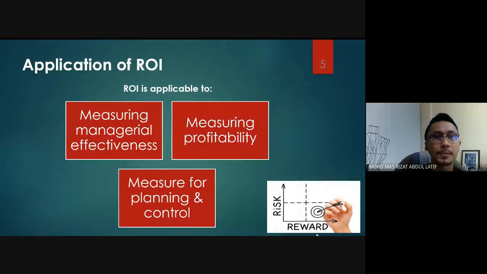Okay, so this will be the application of ROI. So ROI is applicable in order to measure the managerial effectiveness, to measure the profitability, as well as to measure for planning and control. Okay, so from the ROI relation, the previous slide, they come with the three main applications of ROI. So first of all, to measure the managerial effectiveness, meaning we want to know whether the management teams are effective or not. Okay, are doing their job or not, as simple as that.